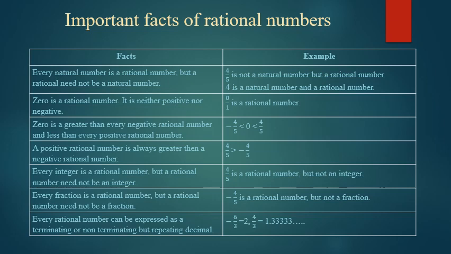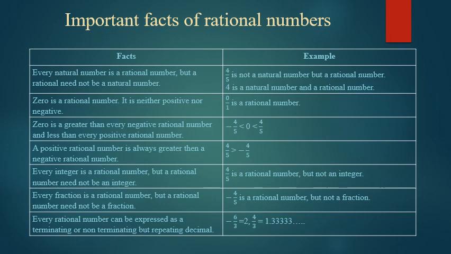Another point is that a positive rational number is always greater than a negative rational number, as we know that all positive numbers are always greater than negative numbers. So in the case of rational numbers also it is true. So every integer is a rational number, but a rational number need not be an integer. Any integer can be represented in the form of a rational number just by putting a 1 in the denominator, but every rational number need not be an integer.